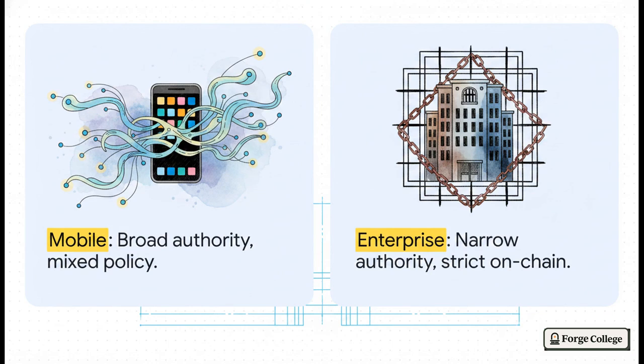Scenario A is a mobile-first, passwordless wallet. Its OS design requires a broad authority surface. Maybe it's using social recovery guardians and a mixed policy layer where some checks happen off-chain just to give you a smoother user experience. Contrast that with Scenario B, an enterprise multisig holding millions of dollars in treasury funds. Now, its OS demands a narrow, highly restricted authority surface and a strict 100% on-chain policy enforcement layer for absolute auditability. It's the exact same underlying OS theory, just completely different architectural implementations based on their specific needs.